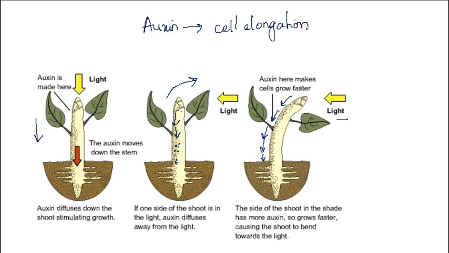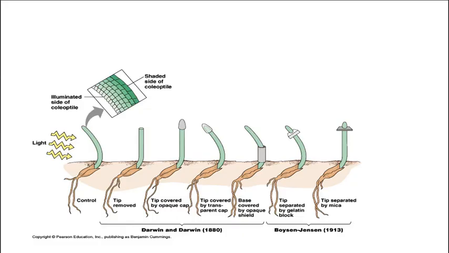So see, if the source of the light is vertically up, what will happen? Auxin from the tip will move down.